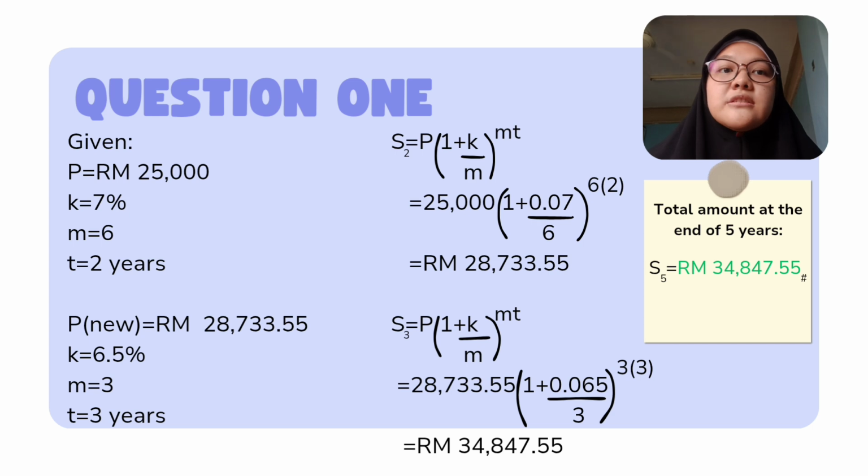And then the answer for the 2 years will be used as a new P for another 3 years. For the next 3 years, K equals 6.5%, M equals 3 because it is compounded every 4 months, and T equals 3 years. We'll be using the same formula as for the first 2 years, and then we get RM 34,847 and 55 cents. So that is the total amount at the end of 5 years.